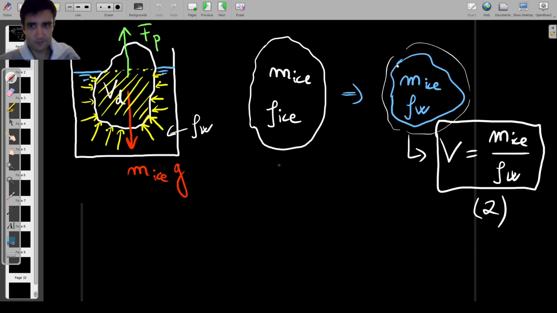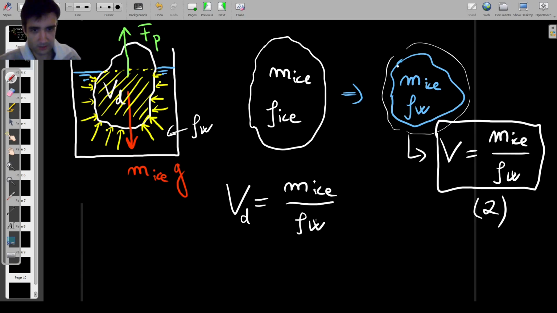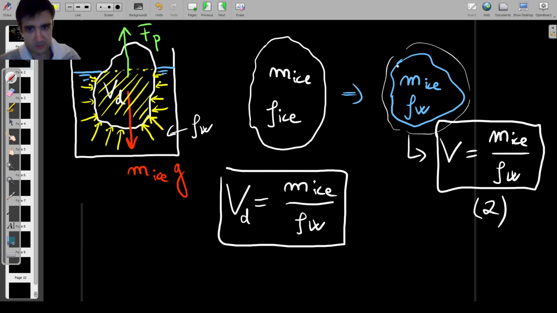which was the displaced volume of water due to the solid ice being in the glass, that was equal to the mass of the ice divided by the density of the water. So if you look at those two equations, you'll see that they're actually the same, okay? Which means that after the ice melts, the water level doesn't change. So it stays the same.